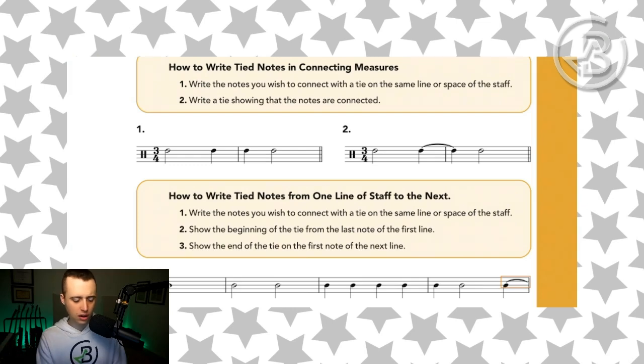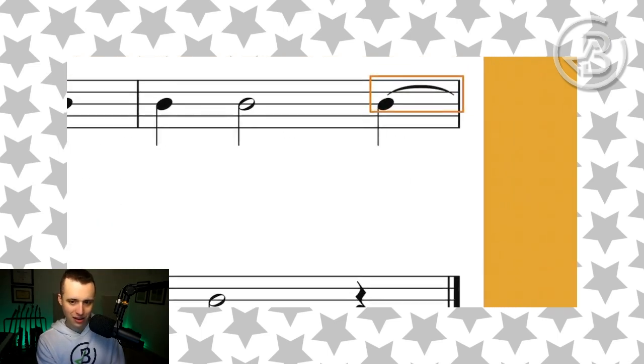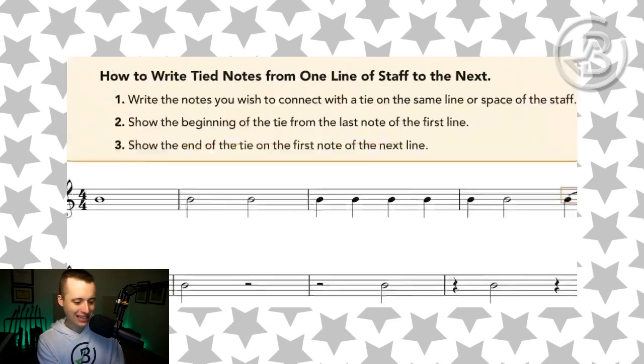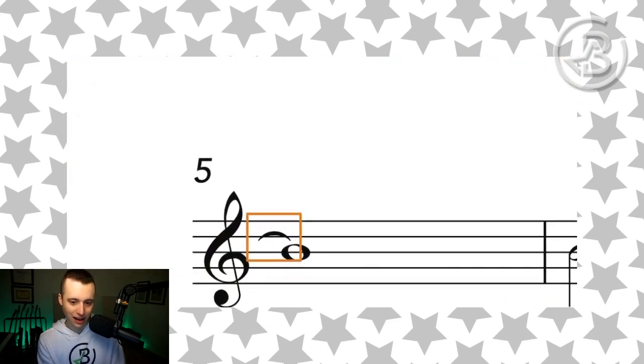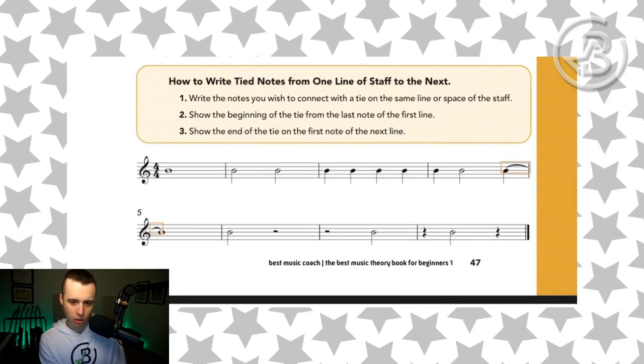That's it. Now it gets a little bit more tricky, and something to pay attention to is writing a tied note from one line of the staff to the next line. So number 1, you're going to write your rhythmic composition. You're going to write out your notes. You're going to figure out where the tie is in your mind, and then you're going to show the beginning of the tie from the first line, and then you're going to show the end of the tie on the next line. See that? I'm going to zoom out so you can see the whole thing.